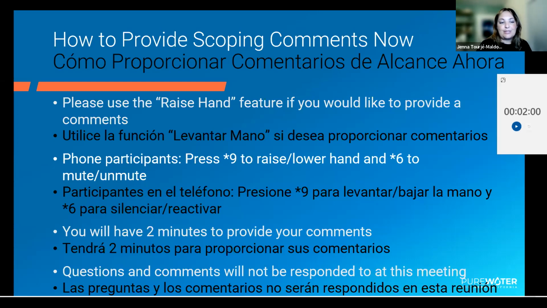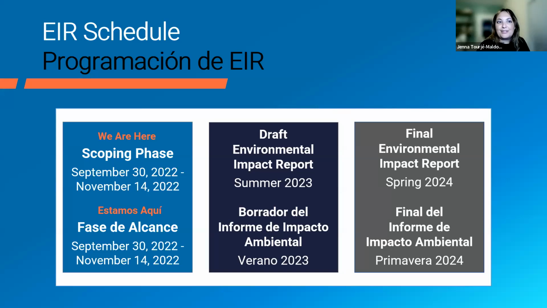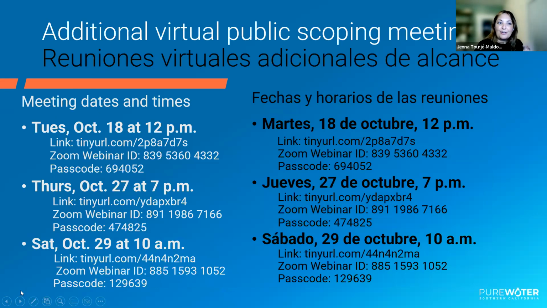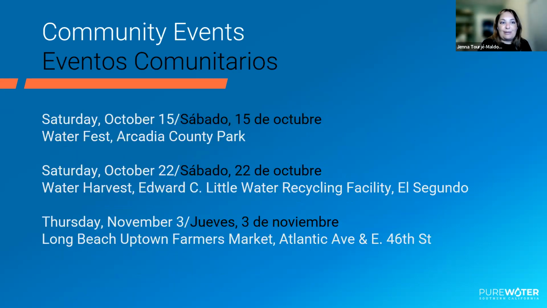Okay, I want to review the next steps and timeline for folks. We'll stay on for public comment just for folks who are with us this evening. I want to make sure we have the opportunity to talk through what's coming next. So we talked about the EIR schedule and what we're anticipating for this EIR. And I did want to note, I mentioned earlier, there will be other additional virtual public scoping meetings. We'll have one on Tuesday, October 18th at 12. The link will be in the chat. It's also online. On Thursday, October 27th at 7 p.m. and on Saturday, October 29th at 10 a.m. So we'll have a few more options for virtual scoping meetings.